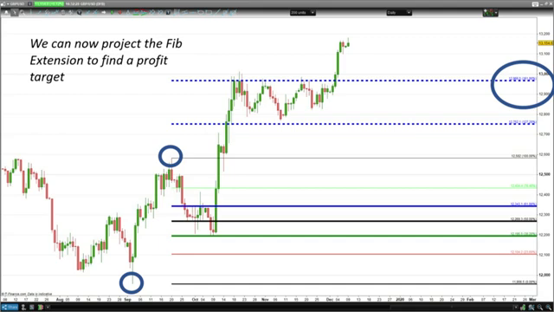Now once it does reverse, we can now find where the profit target could be. So we could take those 2 circles again. I've drawn those circles in, and I project a Fibonacci extension. So not the retracement, now the extension. And I like to use the 127.2, but there we are again. We've got this 61.8, we've got the 161.8% at the highs.